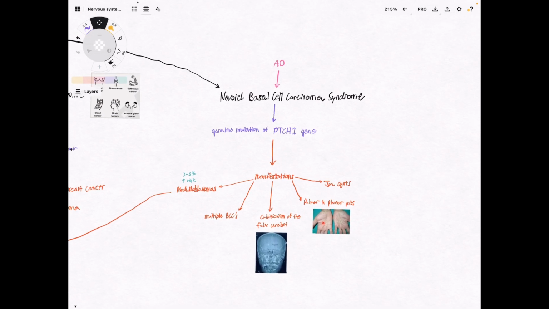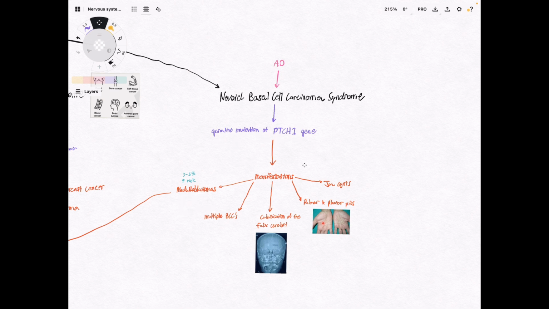Before we get to medulloblastoma, I'll talk about one more syndrome. This is nevoid basal cell carcinoma syndrome. Basal cell carcinomas typically present on the skin. They're very slow growing tumors, the most common type of skin cancer. And this is, again, an autosomal dominant condition. It's a germline mutation of the PTCH1 gene.